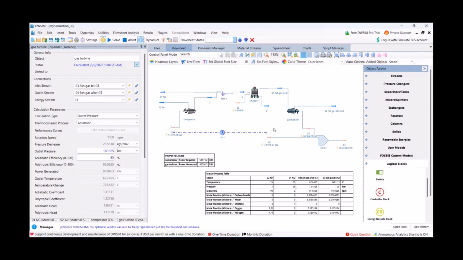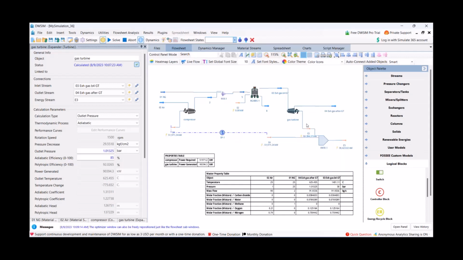According to the Brayton cycle principle, air is compressed in a turbine compressor, or simply a compressor. Air is then mixed with fuel. In this example, we'll use natural gas as a fuel, which is burned under constant pressure conditions in the combustor, and we'll consider an adiabatic combustor in the DWSIM model. The resulting hot gases are then allowed to expand through a gas turbine to perform work.